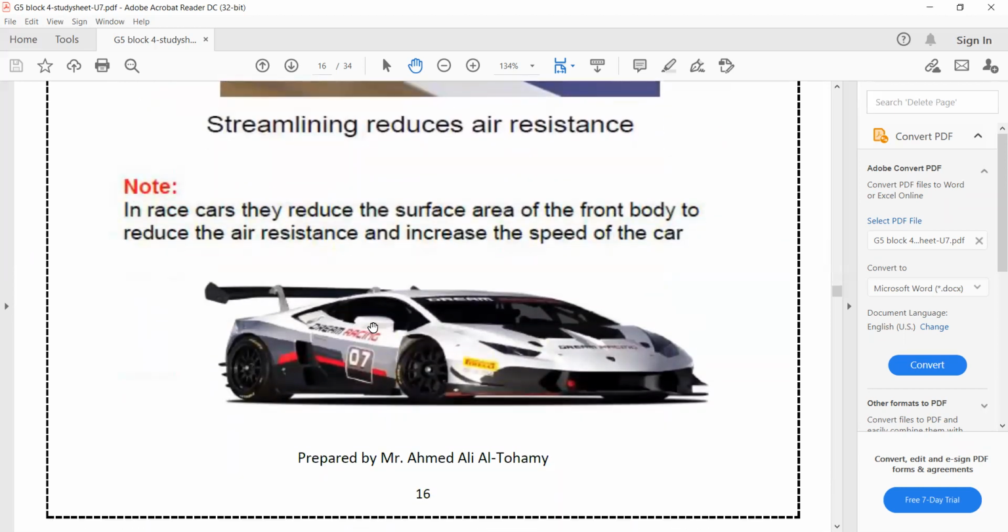Note, like this picture, in race cars, they reduce the surface area of the front body to reduce the air resistance and increase the speed of the car. This car, the front part of this car has a streamlined shape to reduce the air resistance by reducing the surface area that faces the air.